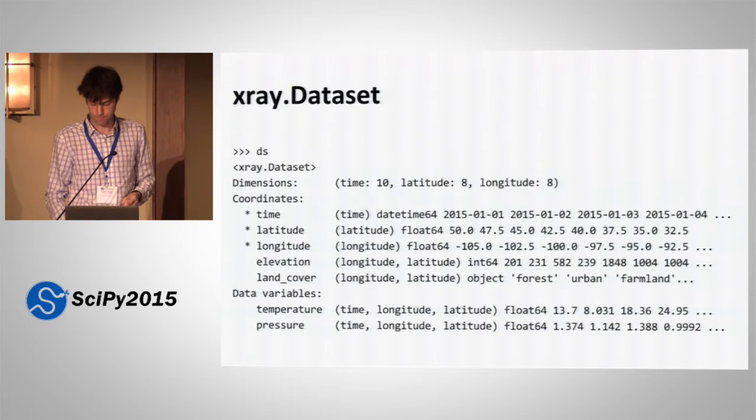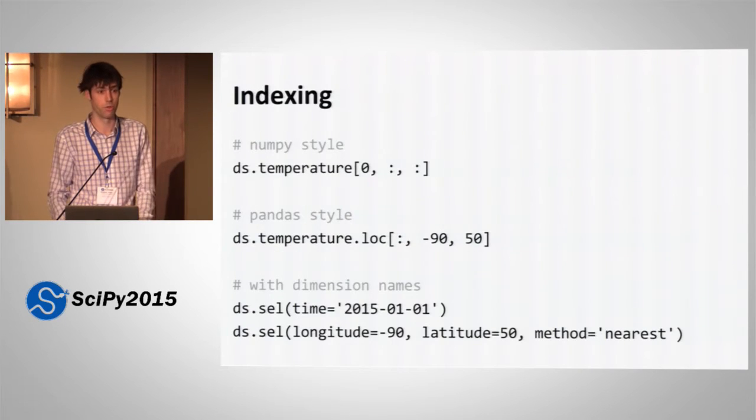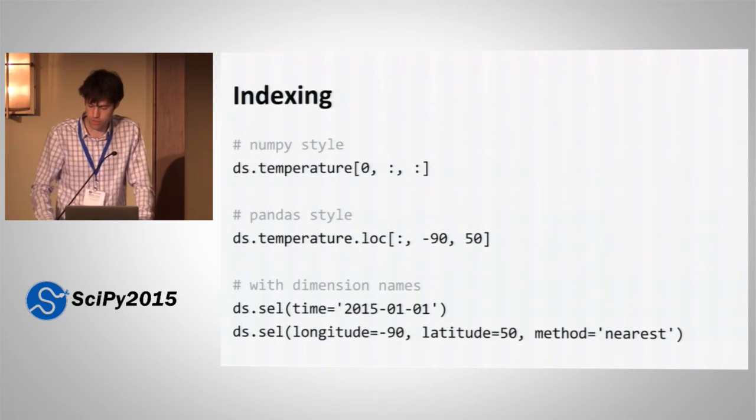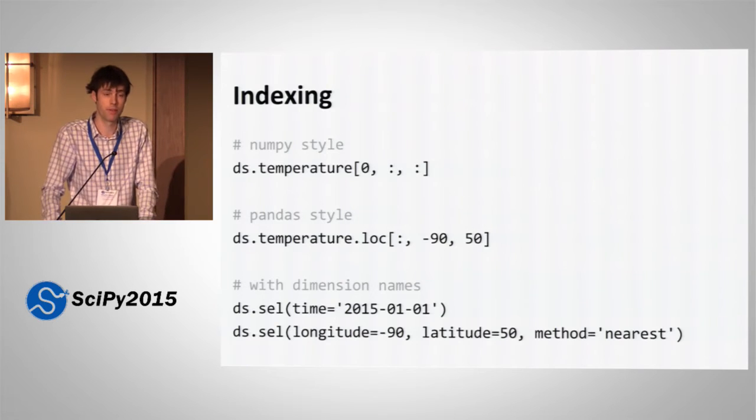Okay, so what can we do with xray with all these labels? I guess the first example is indexing. We can do indexing like NumPy for just getting out the first few values. We can also do indexing like pandas, where I want to select things by label instead of by position. And then we can also do a new type of indexing where we specify the dimension names.